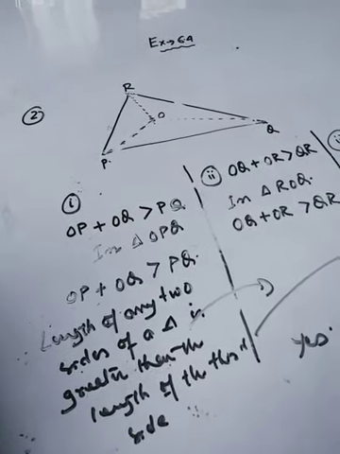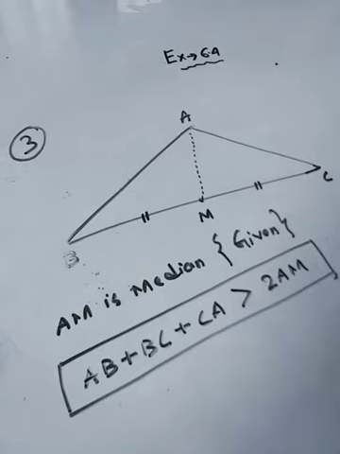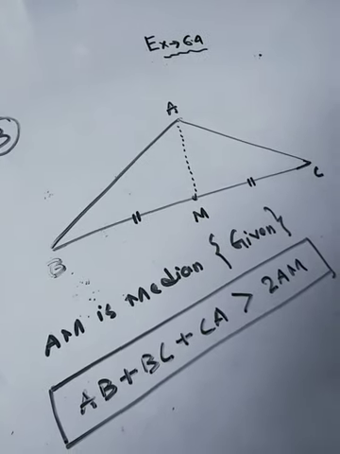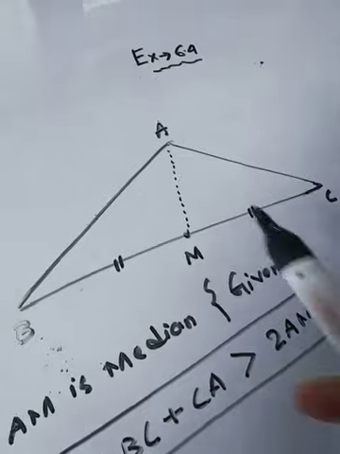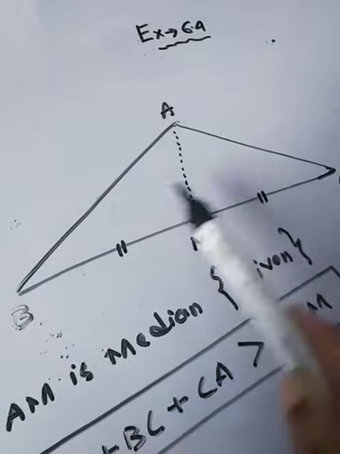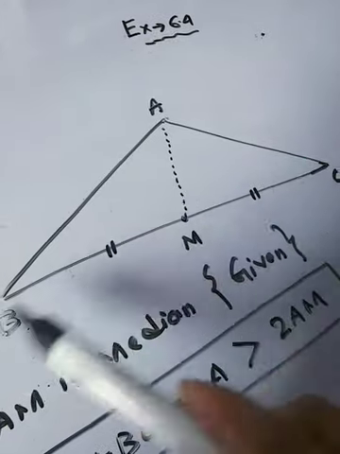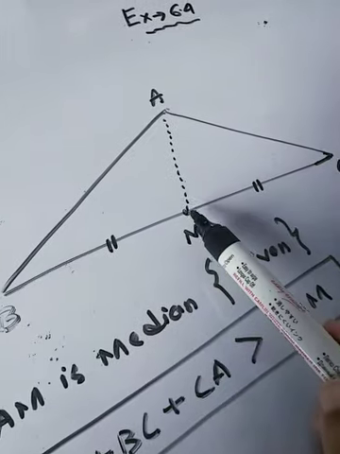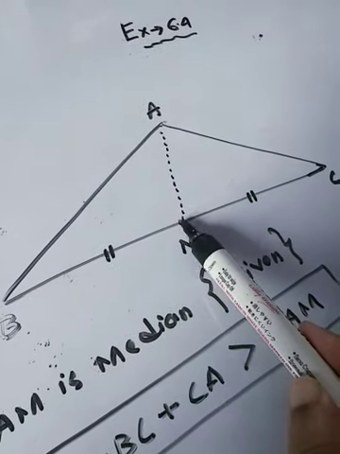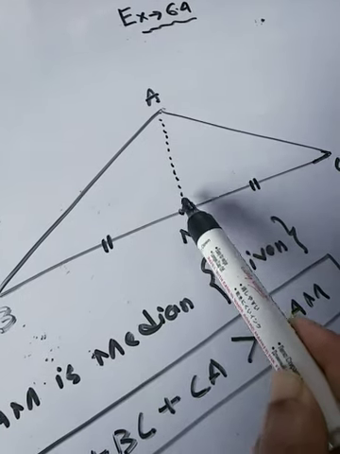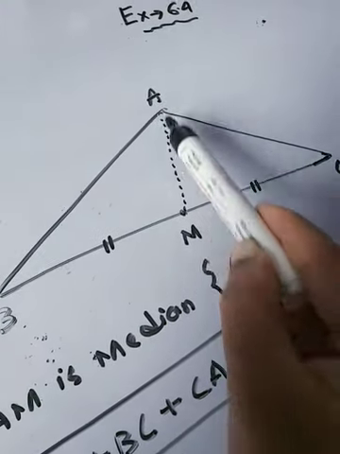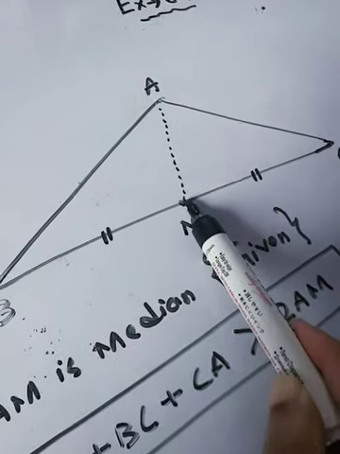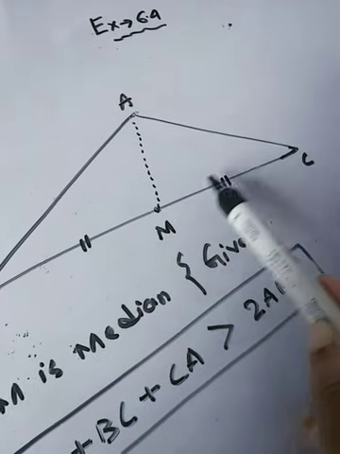Okay, let's move on to sum number 3. Now let me explain what question number 3 is saying and what exactly you have to find out. This is a triangle ABC. Now in this triangle they have said that AM is a median. You remember median, students? M is the midpoint of BC. Now when we draw a line from the midpoint to the opposite vertex, this line is called what? Median. So AM is a median, M is the midpoint of BC, so BM is equal to MC.